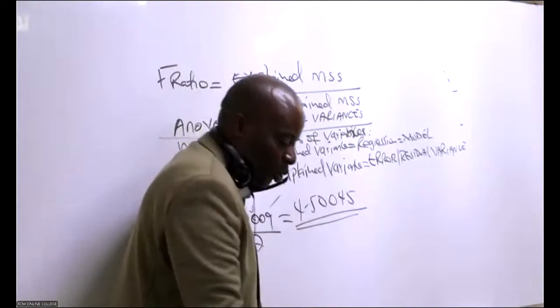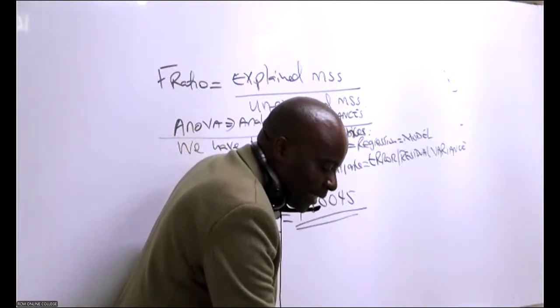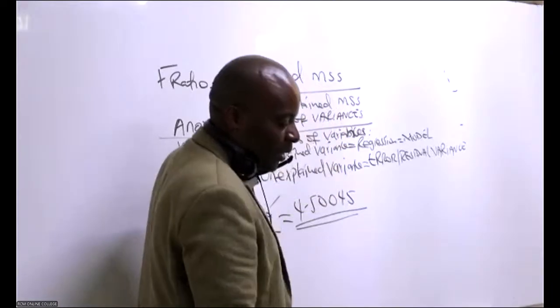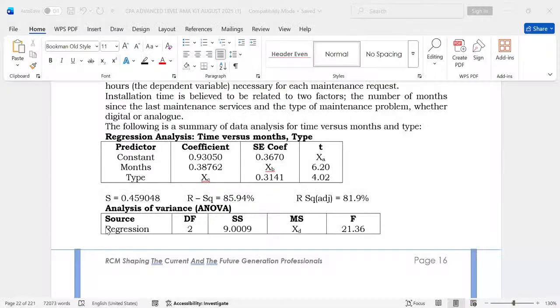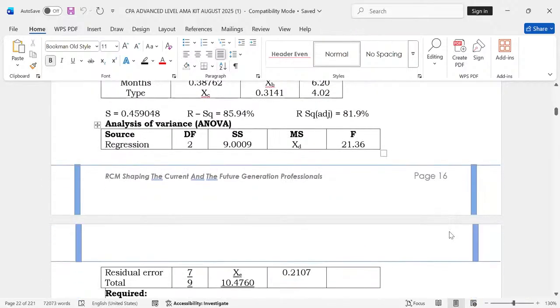So like in this question, have they given us those two variances? Let's see. If you see here, ladies and gentlemen, you can see they call them type of variance or source of variance. So you can see we have regression versus residual error, isn't it? So now the variances have been given to me.